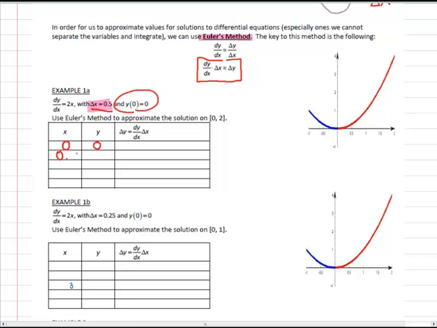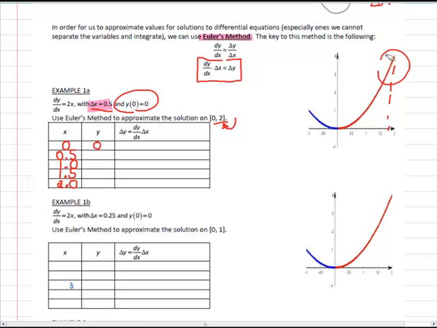So that means I already know my next x value should be 0.5. The one after that will be 1.0. The one after that will be 1.5. And then I'm going to end with 2.0. Notice how that's the end of my interval a to b here. Now let's look over here on our graph. I want to basically approximate what the solution will be when x equals 2.